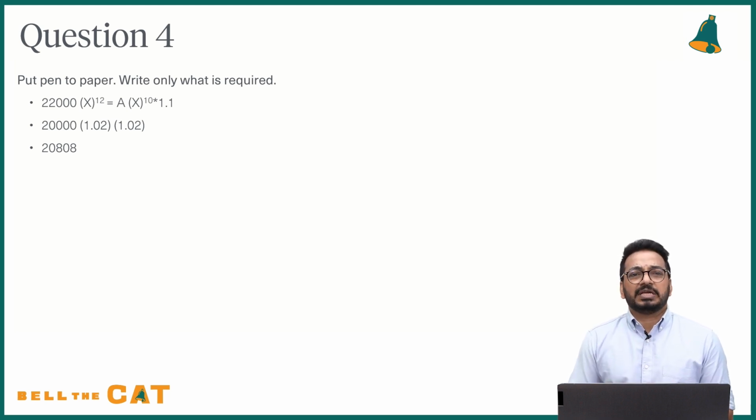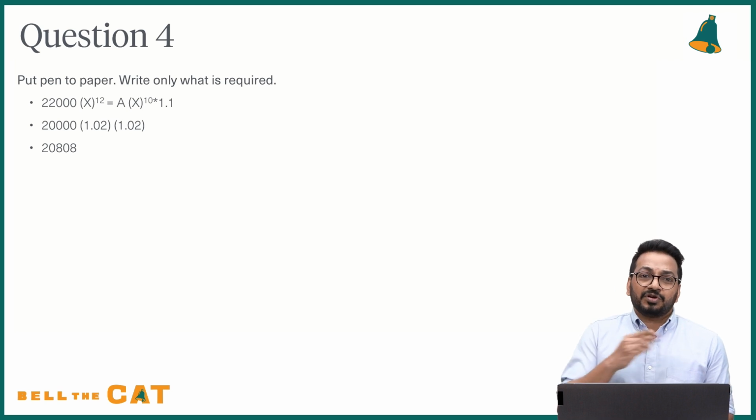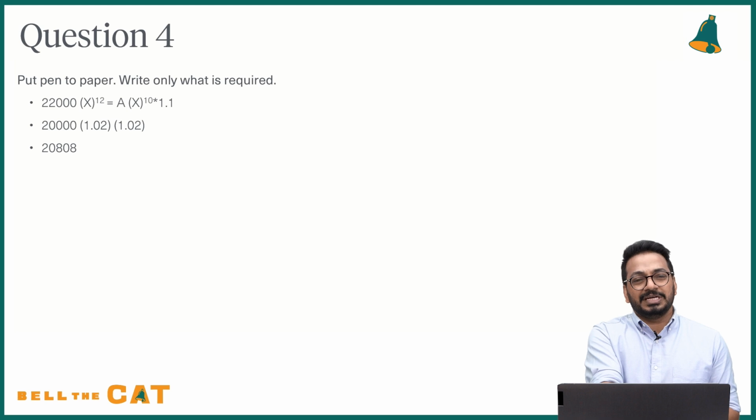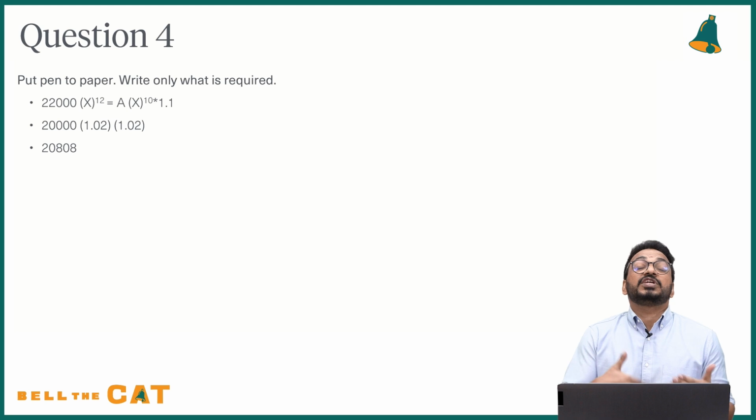So why this compounding half yearly? If you don't compound half yearly, what would this be? Compounding half yearly is 20,000 into 1.02 into 1.02. Compounding yearly means 20,000 into 1.04. What is that value? 20,800. Right. So whenever you are compounding more frequently, it's a small difference only. 20,808, 20,800. That's only because the amount is 20,000. Once the amount is larger, it becomes bigger. So the more frequently you compound, the higher the interest.